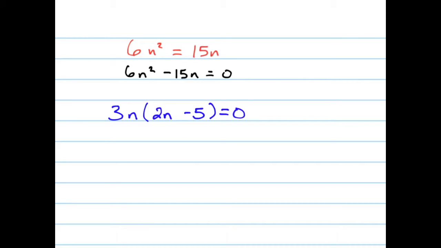Again, applying the zero product property, I have 3n equals 0, or 2n minus 5 equals 0. The one on the left gives me quite easily n equals 0. The one on the right is actually two steps. 2n equals 5, so n equals 5 divided by 2. There's my two solutions.